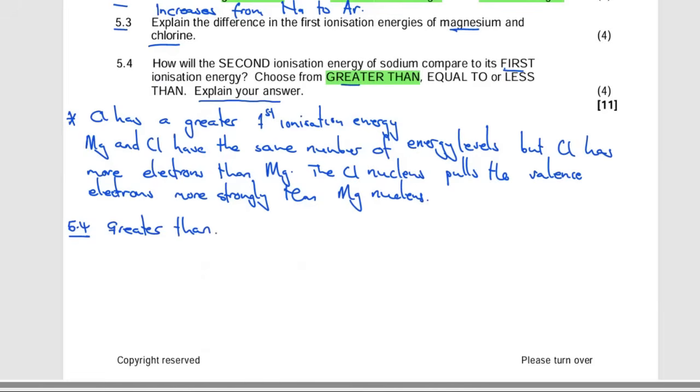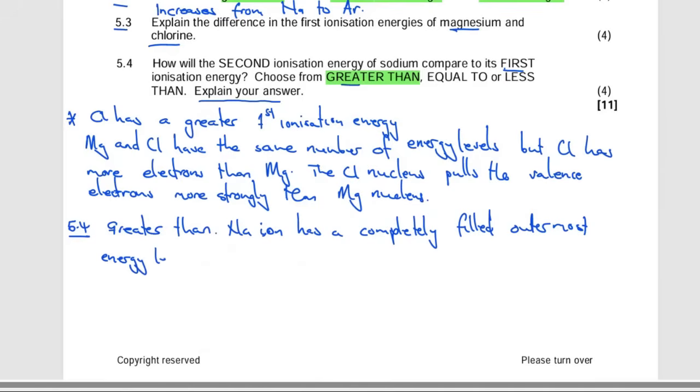The reason behind this is that the sodium ion has a completely filled outermost energy level. You can see it's now an ion because the outer electron has already been taken out. So I'm going to say the sodium ion has a completely filled outermost energy level.